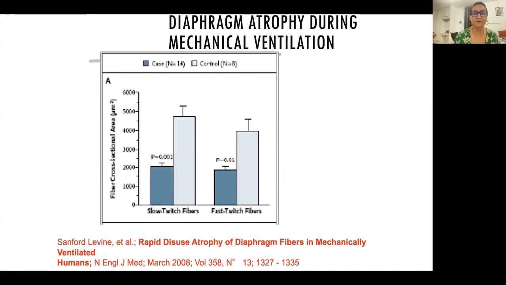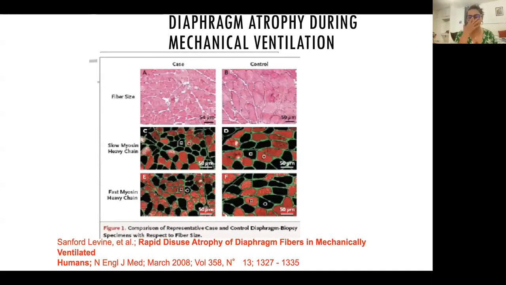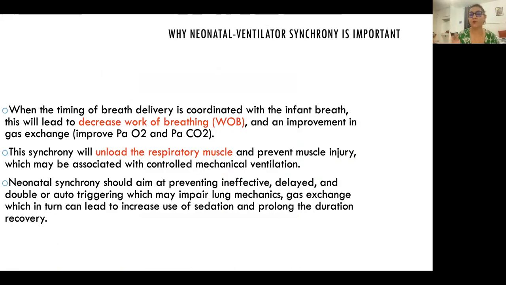That means there is a rapid disuse atrophy of the diaphragm fibers in all these babies who are mechanically ventilated. And if you see it in histopathology, these are the controls where you have a nice fiber size, and in the cases the fiber size has reduced. Even the slow myosin heavy chain is smaller than in the control. The fast myosin heavy chain is also reduced in size compared to the controls. So this is a very, very important thing to be noted in babies who are mechanically ventilated, whatever mode you are using.